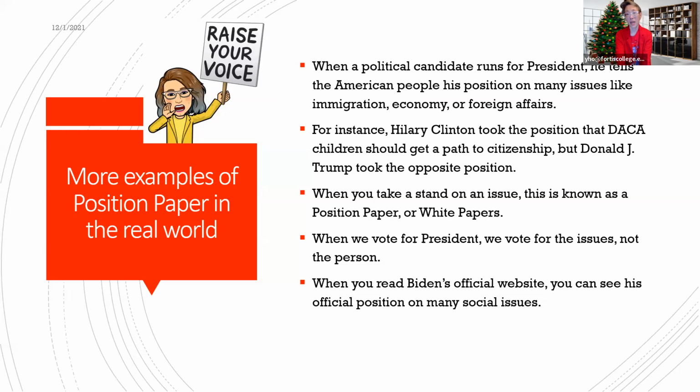So Hillary Clinton had an official website. You could look up her position. Trump also has an official website with his position papers. And Biden, everybody, all the politicians. So when you read a candidate's website and their position on immigration, economy, or foreign affairs, you are actually reading official government examples of position paper persuasive essays. And when we vote for the president, we vote for the issues, not the person.